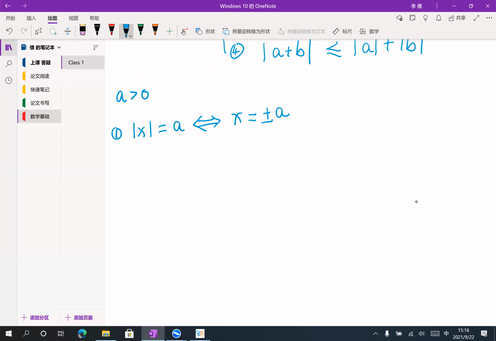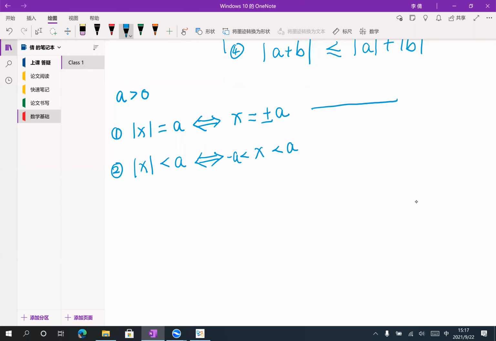And then let's see the second one. The absolute value of X is smaller than A if and only if X is larger than negative A and smaller than A, right?